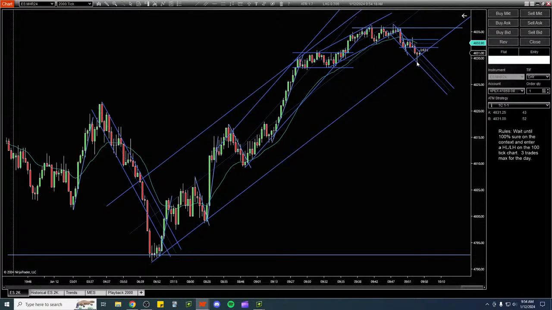Okay, that definitely looks like it held there. So let's see if we can get a nice push up. If we get a nice push up, especially above the EMA, then I'll be looking to enter there. Okay, it's looking like this downtrend might win out. Nothing to do here. Competing levels.